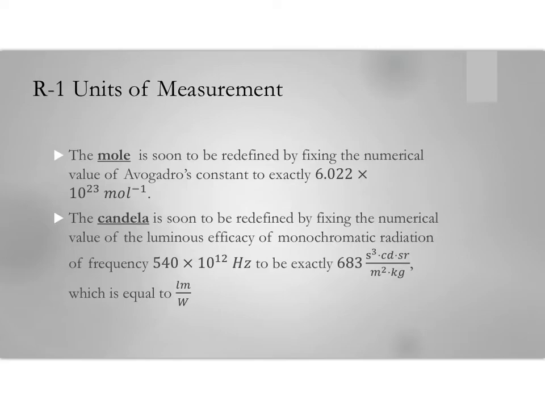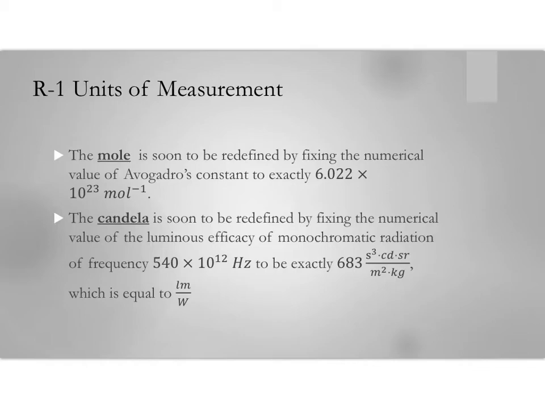The mole is soon to be redefined by fixing the numerical value of Avogadro's constant to exactly 6.022 times 10 to the 23rd per mole. And what that means is, if you have 6.022 times 10 to the 23rd atoms, that would equal 1 mole of atoms. And as another point there, 6.022 times 10 to the 23rd is 602 hextillion. So if it's atoms, you have 602 hextillion atoms, which is obviously a number you can't really fathom how many that is. It's so huge.